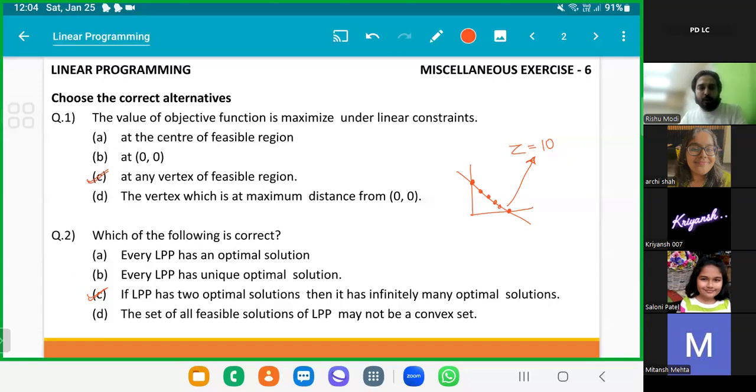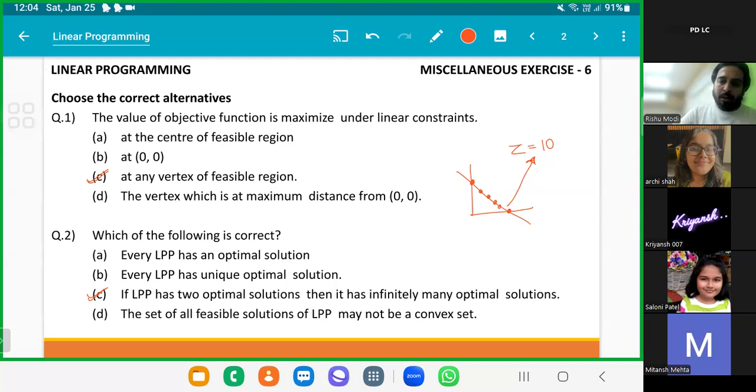So you need to understand that an LPP can have either one optimal solution or infinite optimal solutions. See, usually when we are solving a sum, we are getting maximized value or minimized value only at one point. Right? But if in case we get 2 points, which give you same maximum value or same minimum value, then you write the statement below the answer that the given LPP has infinitely many optimal solutions.